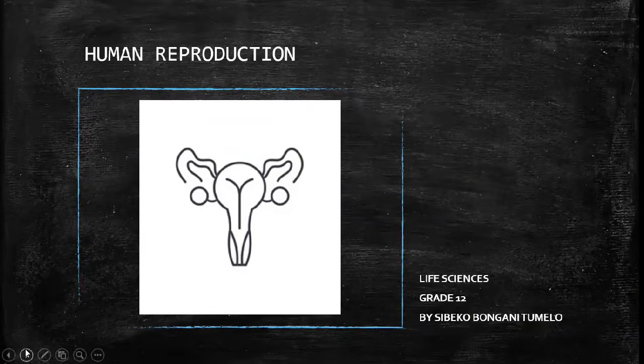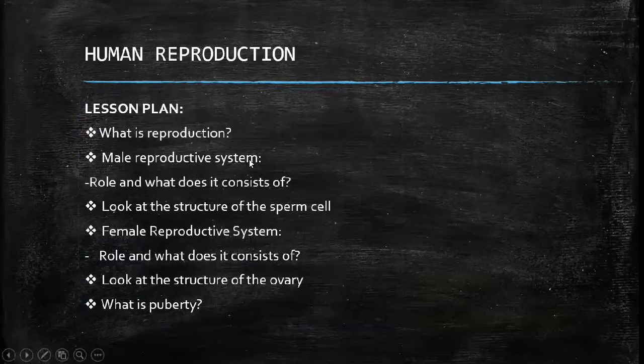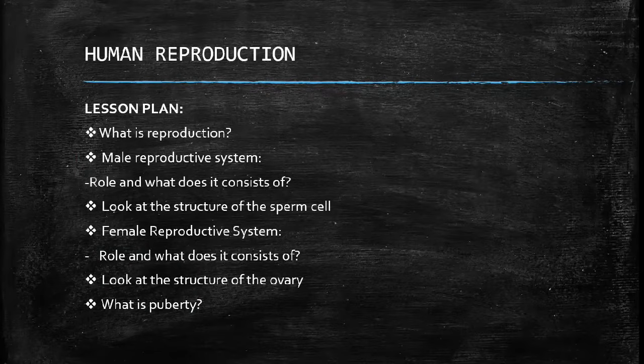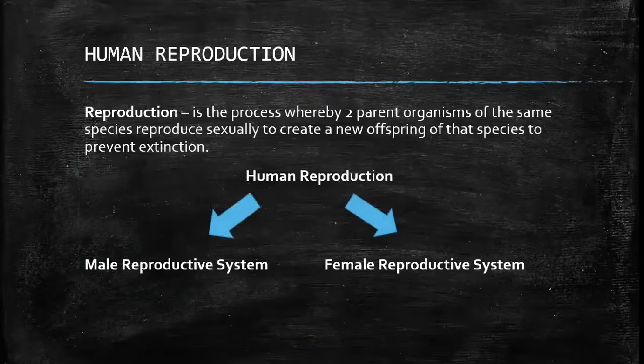Now, I have a lesson plan or a lesson description that you're going to look at. So we're going to look at what is reproduction or what is human reproduction. And then we're going to look at the male reproductive system, its role and what it consists of. And then we're going to look at the structure of the sperm cell. And then we're going to look at the female reproductive system, its role and what it consists of. And then we're going to look at the structure of the ovary. And lastly, but not least, we're going to look at what is puberty.